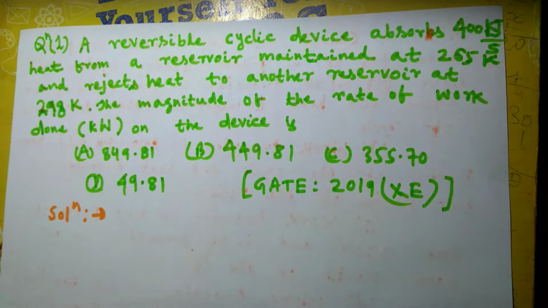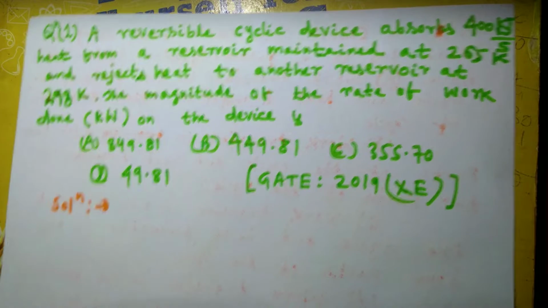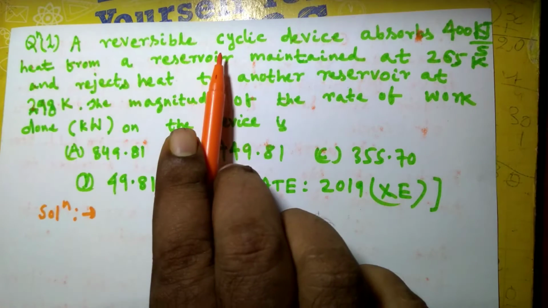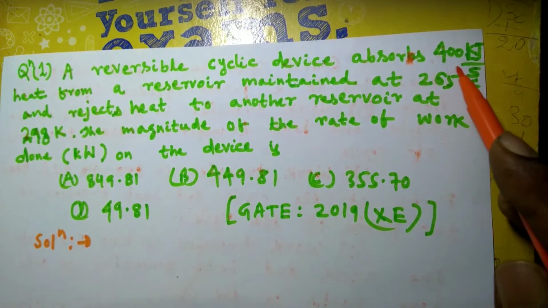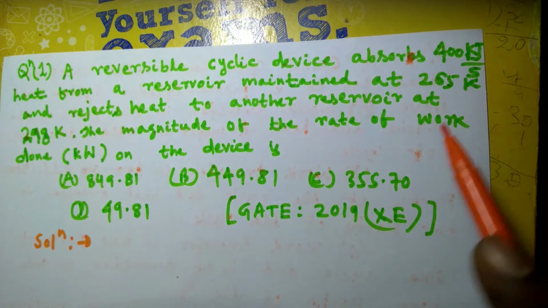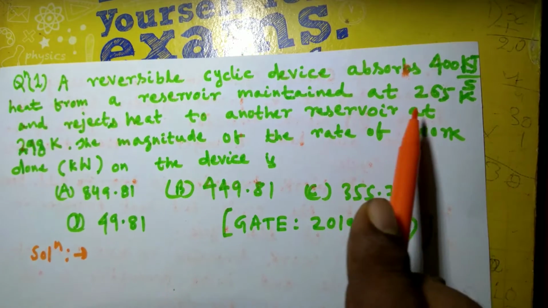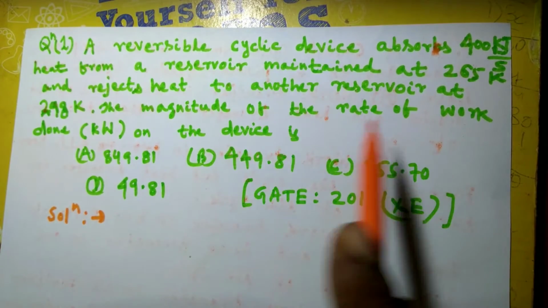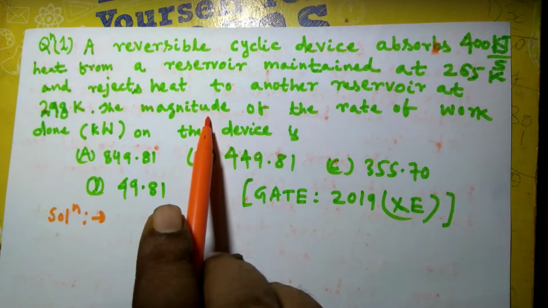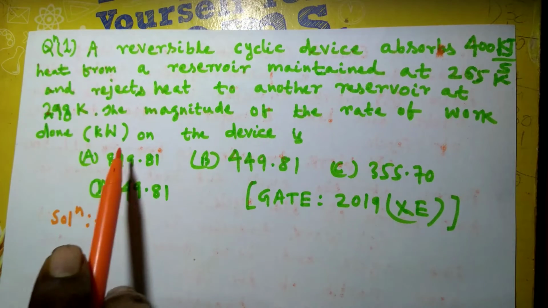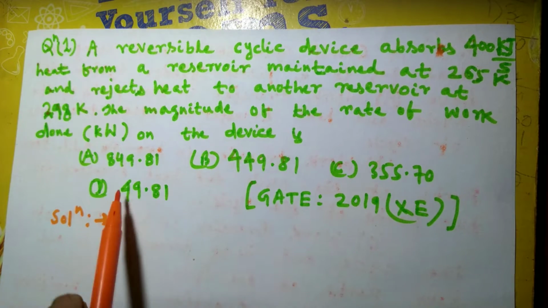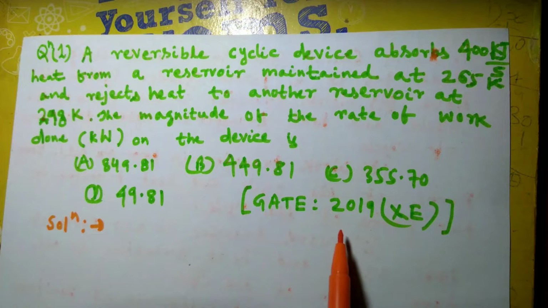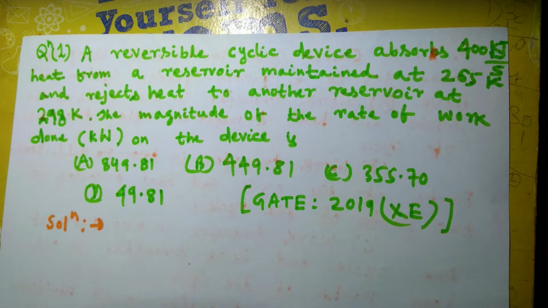Let's get started. The first question was asked in the GATE 2019 ESE and the question is like this: a reversible cyclic device absorbs 400 kilojoule per second heat from a reservoir maintained at 265 Kelvin and rejects heat to another reservoir at 298 Kelvin. The magnitude of the rate of work done in kilowatt on the device is, out of these four options, one would be the correct answer, and it was asked in the GATE 2019 ESE paper.